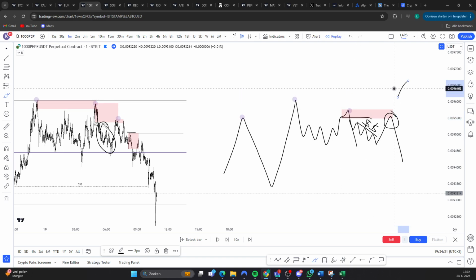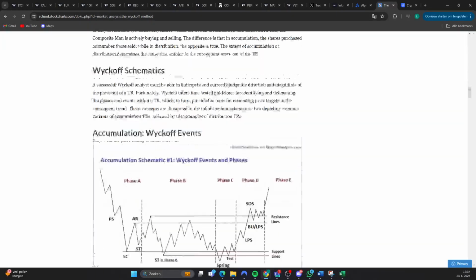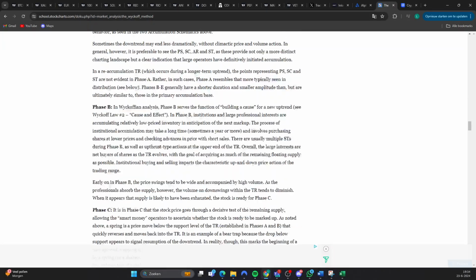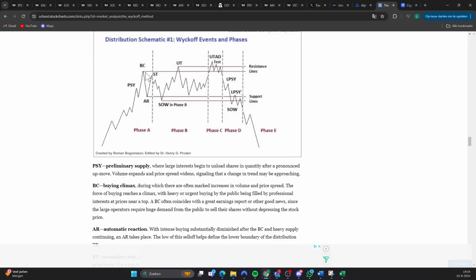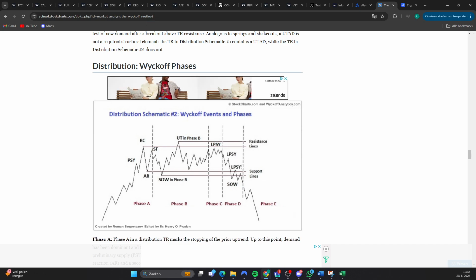And this is what you call the LPSY. If we grab the Wyckoff charts right here, BC, UT, LPSY, LPSY. It's kind of the second LPSY on the model too. Okay, so it's this LPSY.